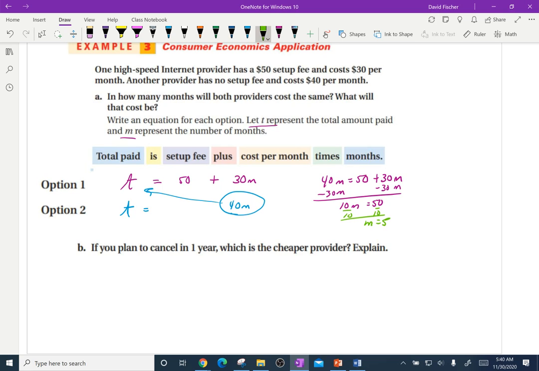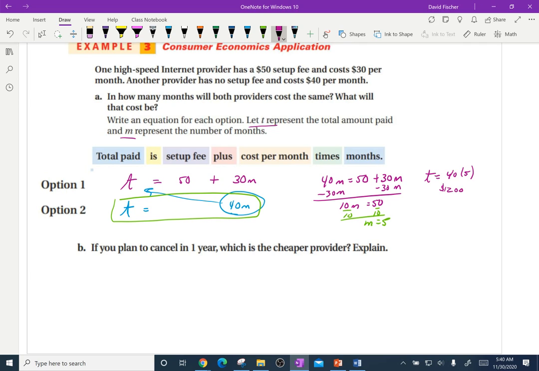So in 5 months, they'll both be the same. Now they want to know how much too. So I'm just going to take this second equation here and plug it into that one. And we'll say T equals 40 times 5. And that should be $200.